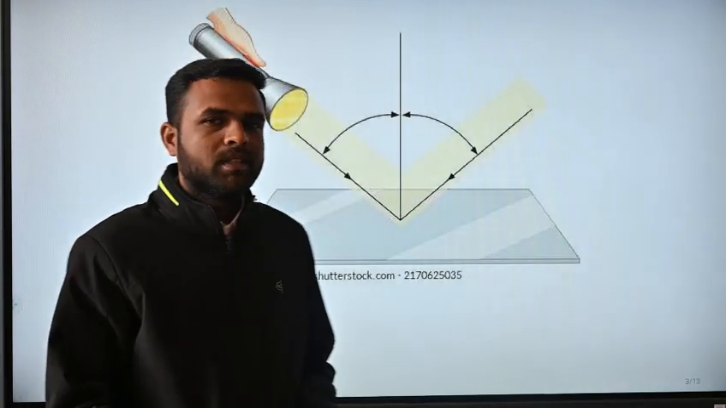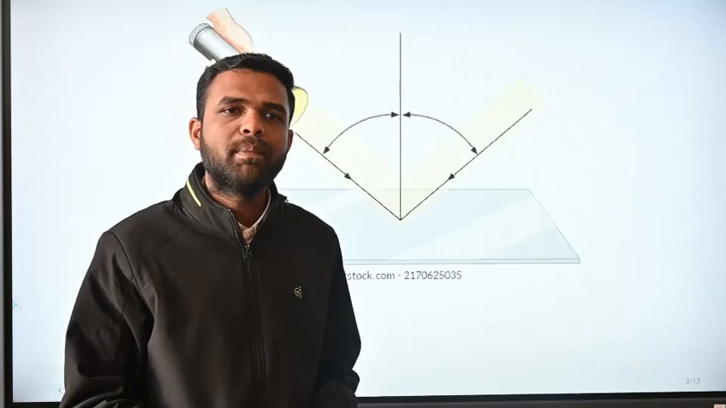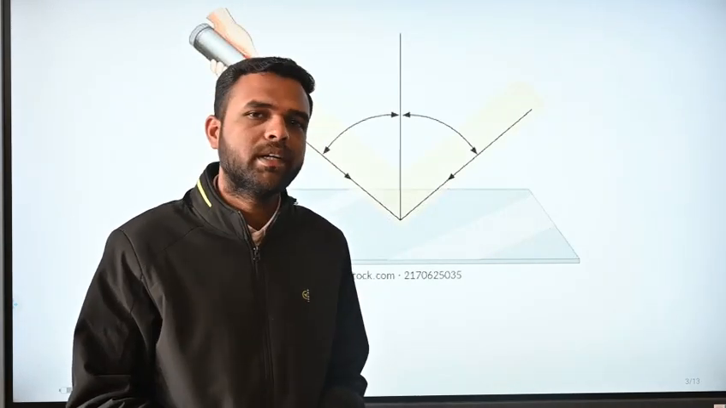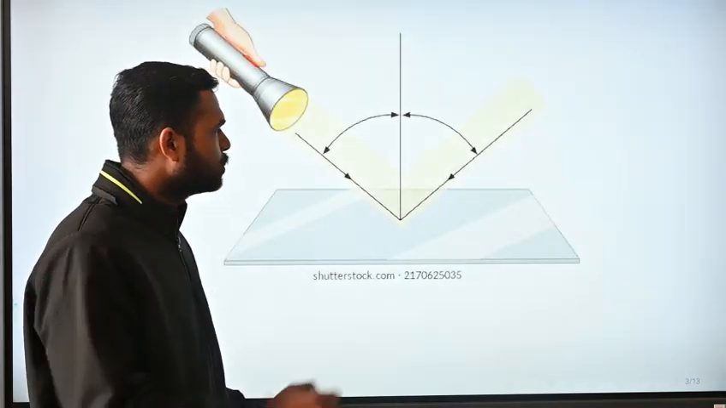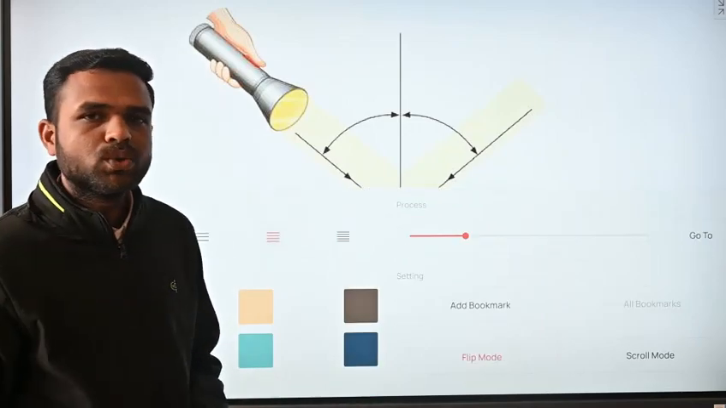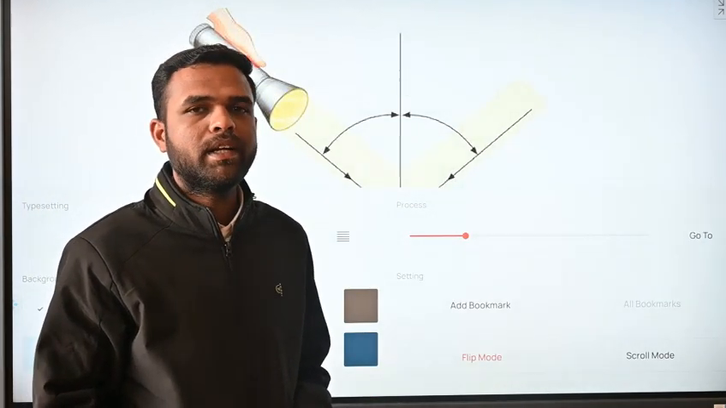Now, the reflection of light. When light is incident on a plain, smooth surface polished with silver nitrate, or a mirror, it reflects back at the same angle of incidence. Suppose this is the angle of incidence and this is the angle of reflection. So in reflection, the incident angle is the same as the reflected angle.